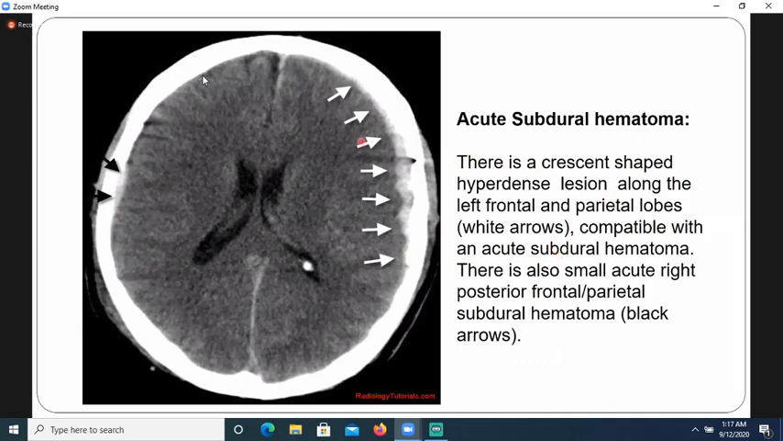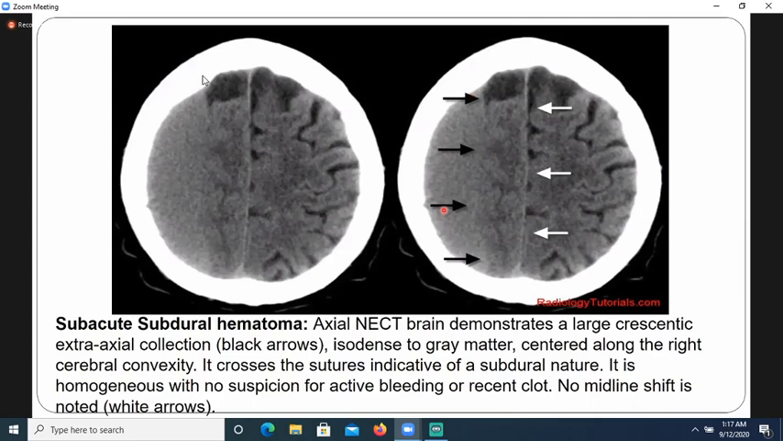A similar lesion is also seen in the left parietal, posterior frontal and parietal region. This is also another subdural hematoma. You see, there is an isodense lesion. This isodense lesion has a mass effect over the lateral ventricle, but there is no midline shift. It is isodense. So this is the subacute subdural hematoma.